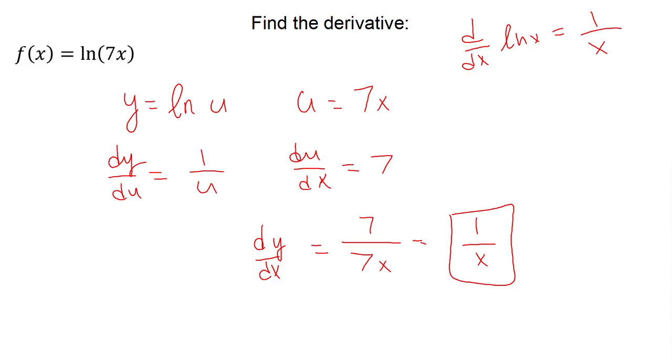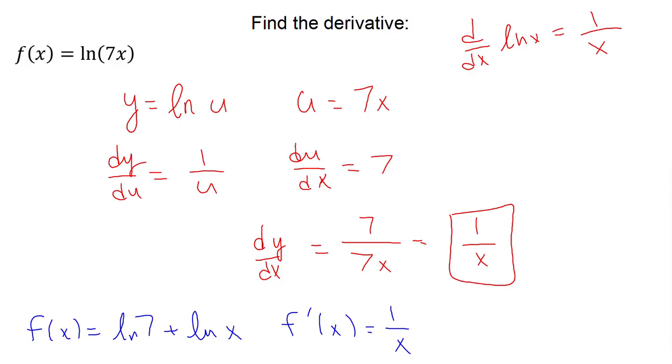dy dx is 7 over u, 7 over 7x, which is, of course, going to simplify down to just 1 over x. And I think I showed this in class, but you can always rewrite this using log rules. You could say f of x is equal to natural log 7 plus natural log x. And because the natural log of 7 is a constant, its derivative is 0, which means that we just need the derivative of ln x, which is 1 over x. So either way you do it is perfectly fine. You'll get the exact same answer both ways.